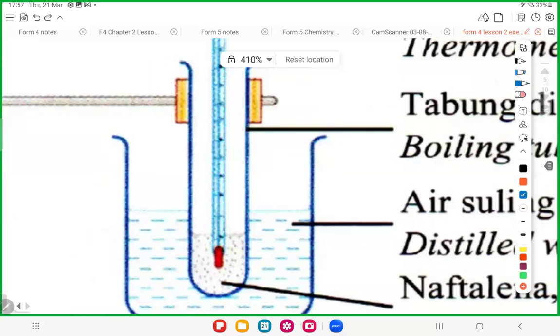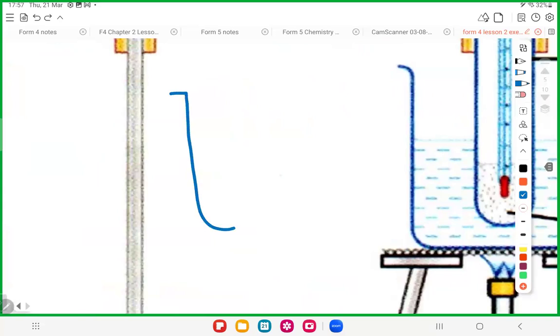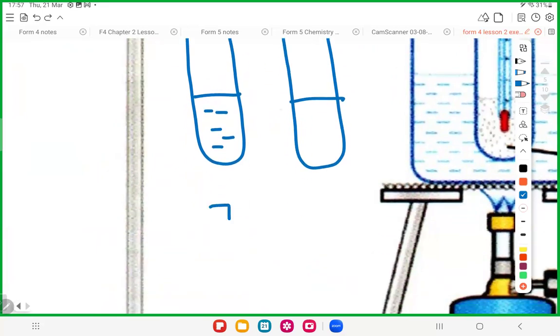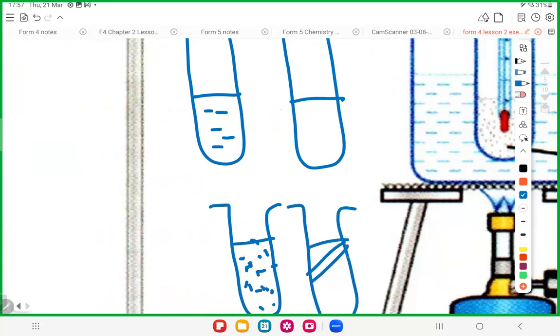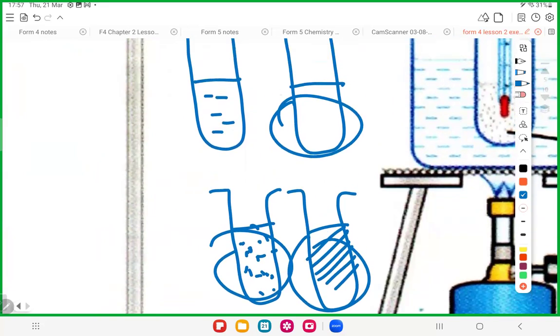Second thing, when you have a liquid, normally they draw it with some dotted line like this. If they only draw the whole thing without a label, or sometimes they draw the solid like powder, or they draw like this, these are all solid. Okay? Liquid must have some dotted line like this.